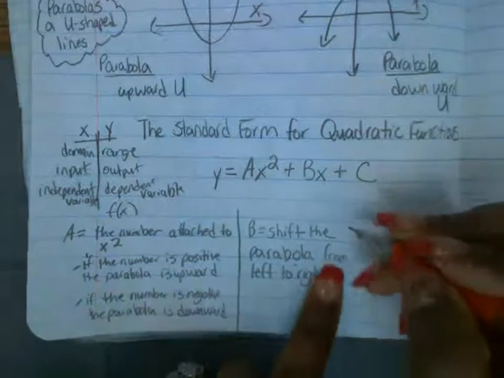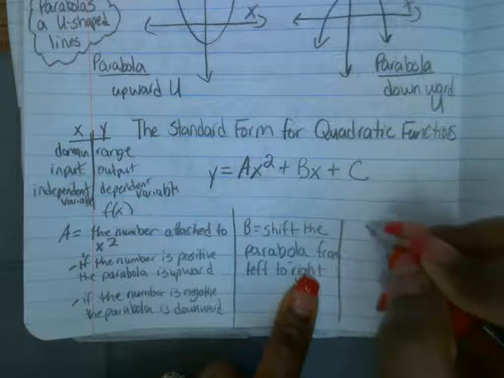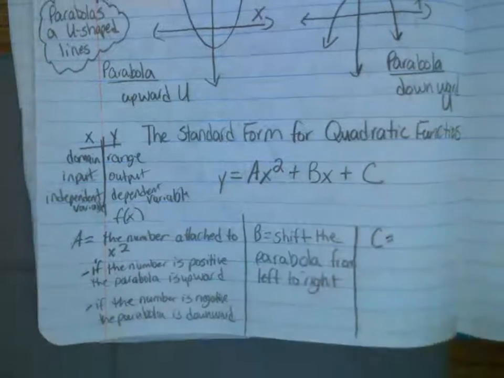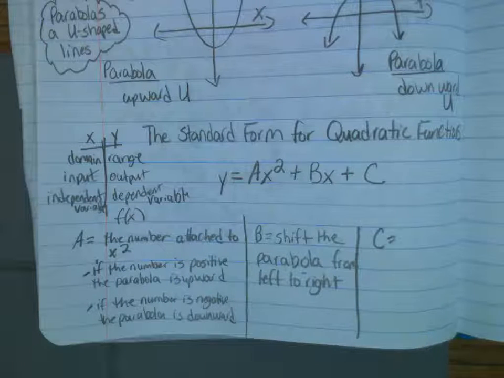All right, let's look at c. And what does that number do for the quadratic function? What part of that makes the parabola? The c is going to shift the parabola either up or down. So c shifts the parabola up or down.